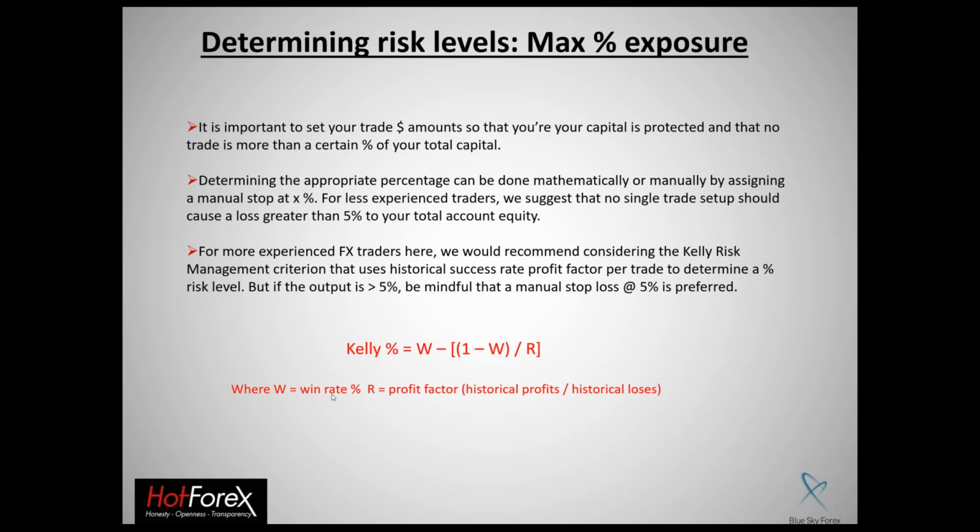W is the win rate in percentage, and the R is the profit factor. Okay, the profit factor is the historical profits divided by historical losses. Okay, so just replace these variables inside the formula with the variables that you generate, and you will get a percentage. It's really straightforward.